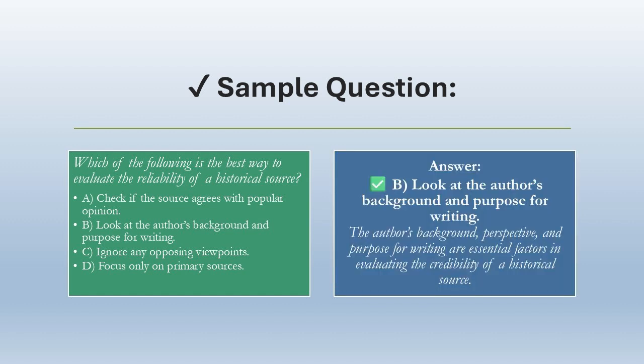While primary sources are valuable, they can still contain bias. And just because something is popular doesn't make it true. The best way to assess reliability is to consider who wrote it and why they wrote it.